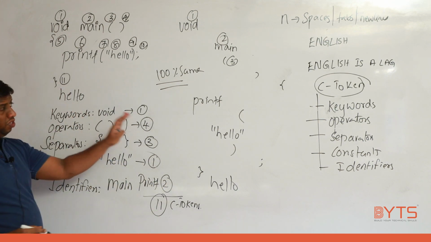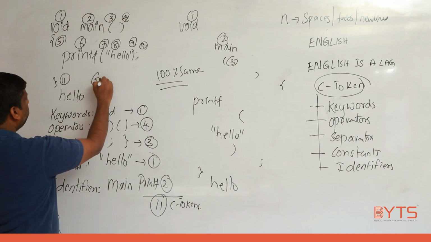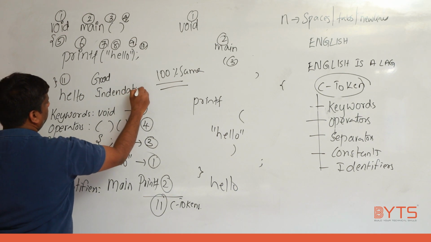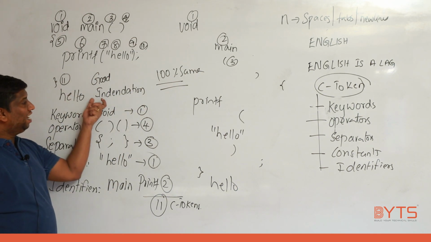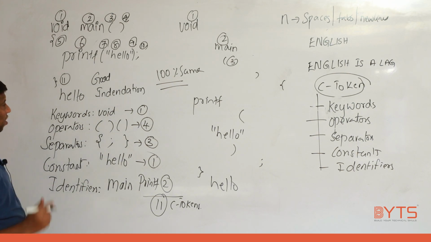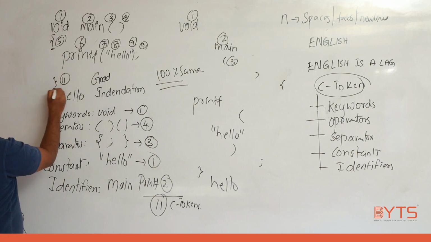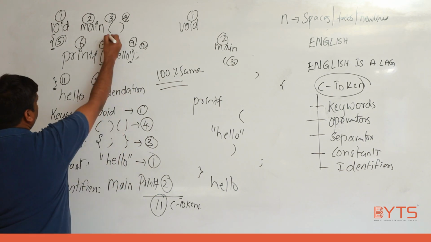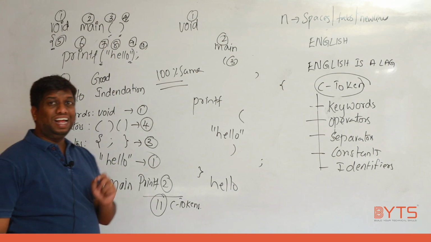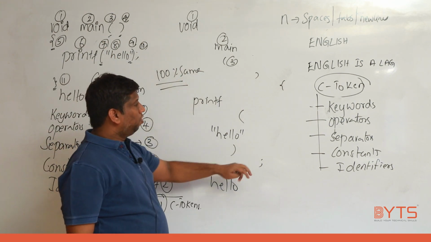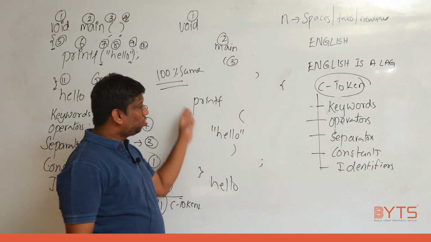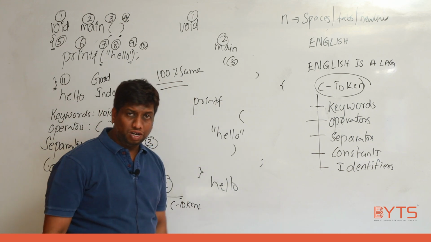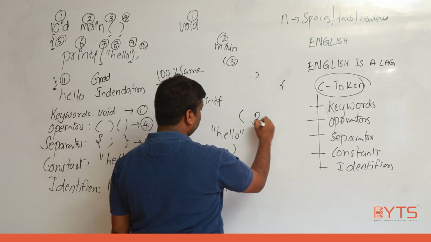The only difference between these two programs is that this one is following good indentation. What is the meaning of indentation? When you start the curly brace here, you close the curly brace here. When you open the bracket here, you close the bracket here. That is called indentation. But in this program, if you get any error, you need to see where the close curly brace is, or where the semicolon is. You really need to know which statement is terminated. This program is called bad indentation.